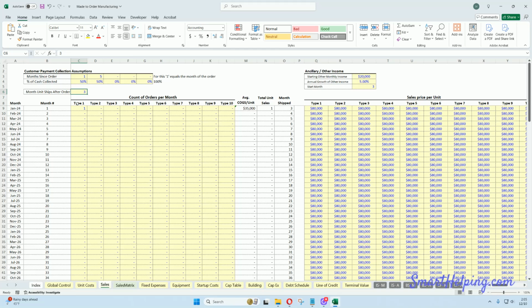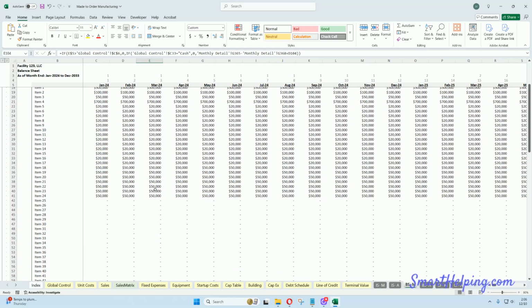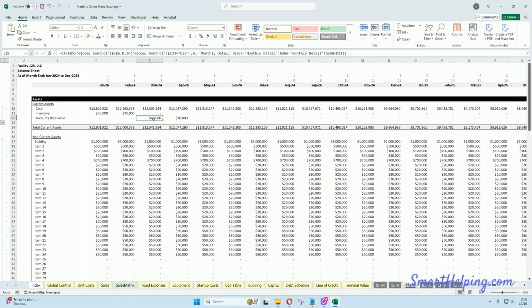So there's going to be a time when you have unearned revenue, and then this will also go to accounts receivable because you're not collecting the final half until 5 months after the order, but you're shipping it in month 3. So if we go to our balance sheet in this case, we should see 40,000. Yep, there it is. 40,000 in unearned revenue. And then it goes away in month 3 because we've shipped it, but we haven't collected all the cash yet. So if we go up top here, you can see there's accounts receivable of the last 40, and then finally in month 5 we collect it.